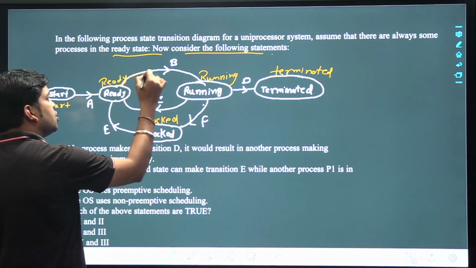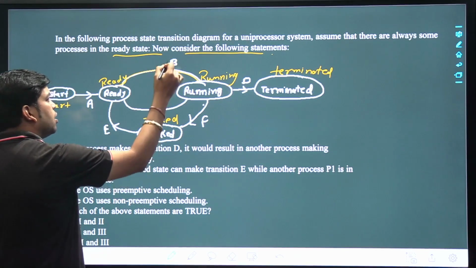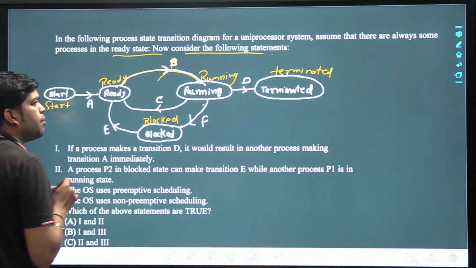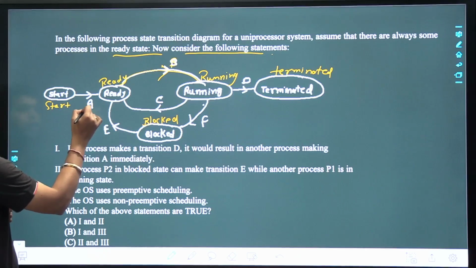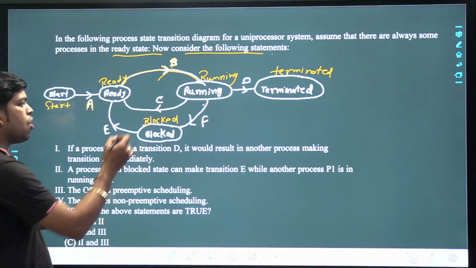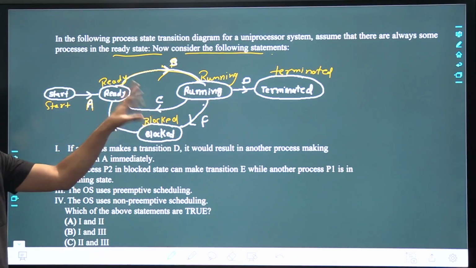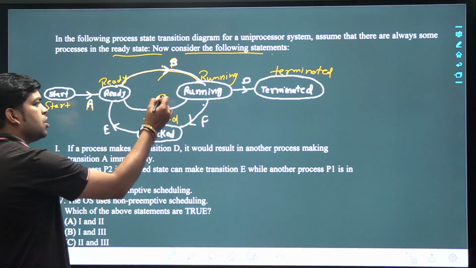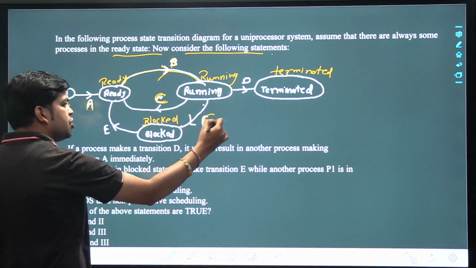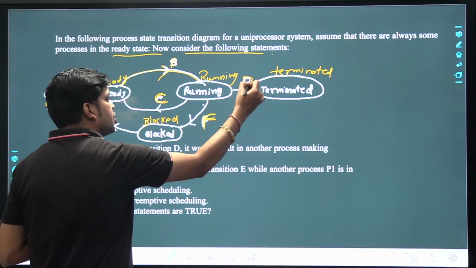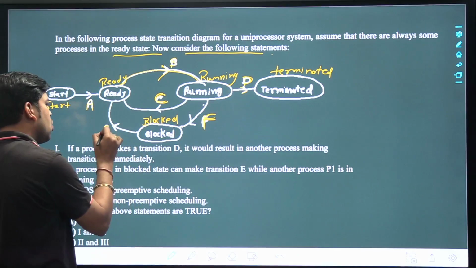And it makes transitions like this: from ready to running, it makes a transition B. From start to ready, it makes a transition A. From running to ready, we can say that the transition is C. Got it? That is the C transition, and that is the E transition, that is the D transition. By arrows it mentions all the transitions.